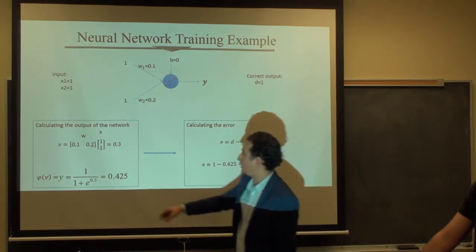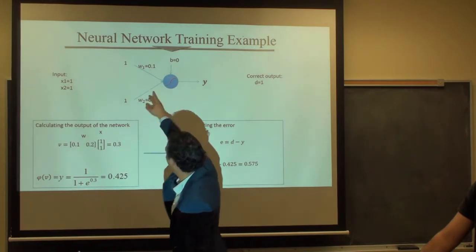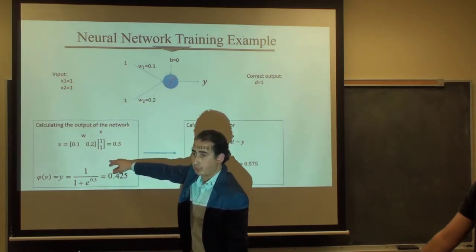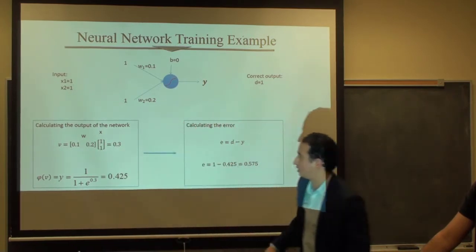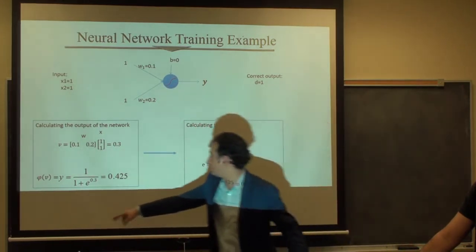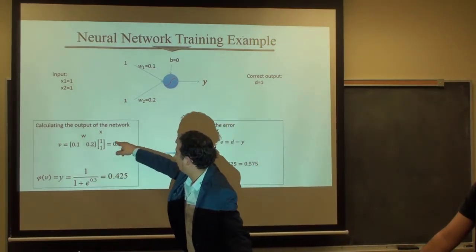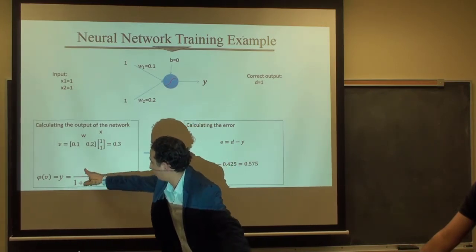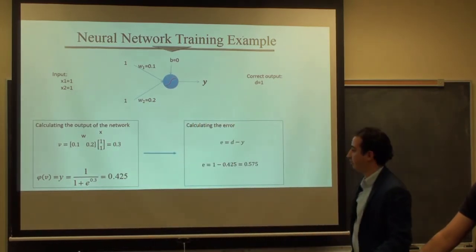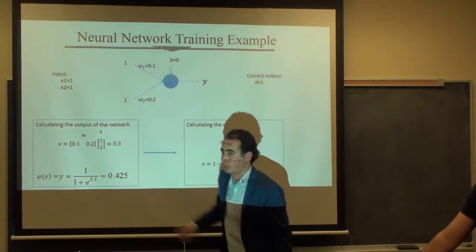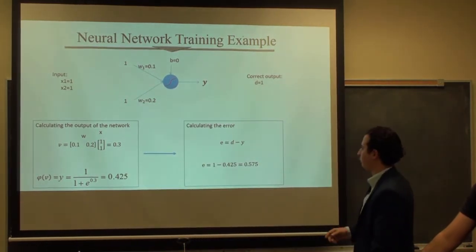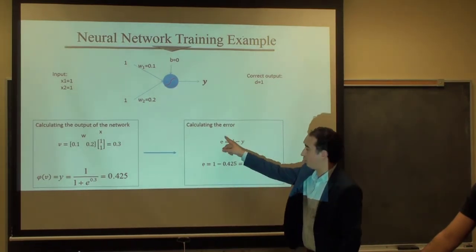So what's going to be the calculation? It's the weight multiplied by the input, the x. So the v is going to be 0.3. For the sigmoid function, we replace the v over here, so it's going to be 1 over 1 plus exponential of minus 0.3, which gives us our sigmoid output, which is 0.423.